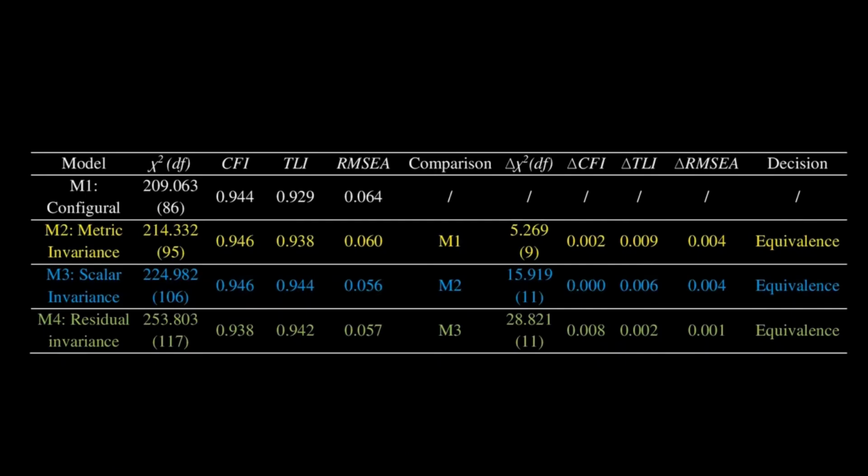Here are the values for the model fit indices for the residual invariance model, and we're going to compare these values to the model fit indices of the scalar invariance model. As you can see in the delta chi-square, delta comparative fit index, delta Tucker-Lewis index, and delta root mean square error of approximation columns, the chi-square is significant, which suggests non-equivalence. However, all of the other indexes suggest equivalence. And so, because 3 out of the 4 indices suggest equivalence, I will conclude that the scale operates equivalently at the residual invariance level.